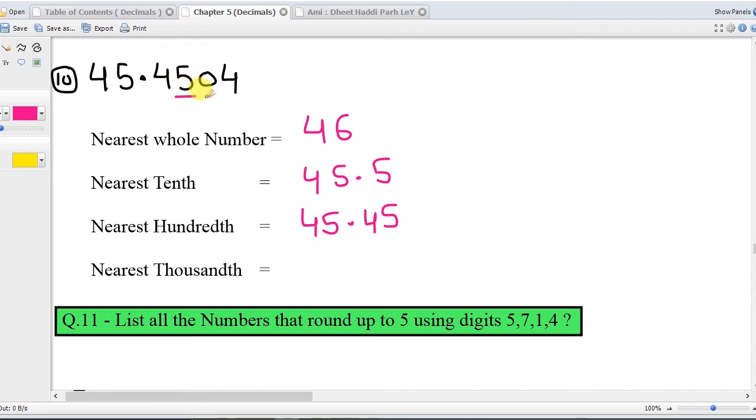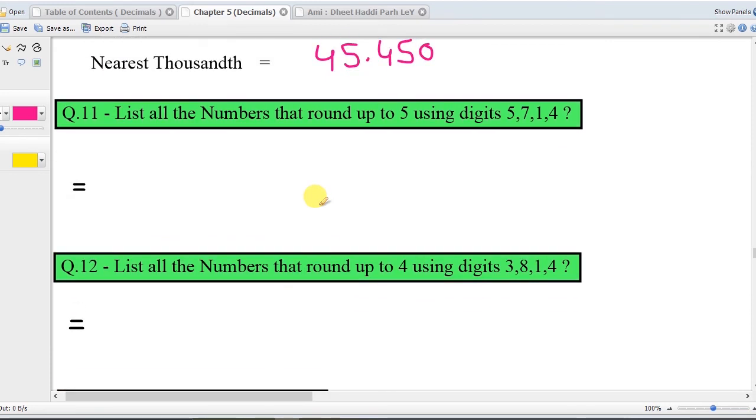Next we have to round it off to the nearest thousandth. This is the thousandth place. So answer will be 45.450, right? So we just cancel this 4. And there is no need to add 1 in the previous number.